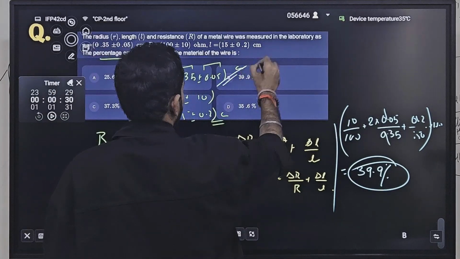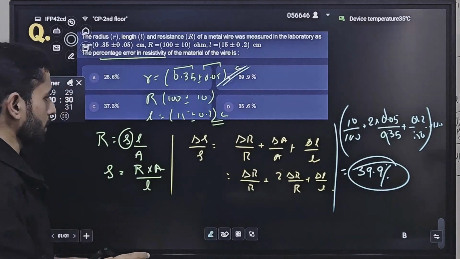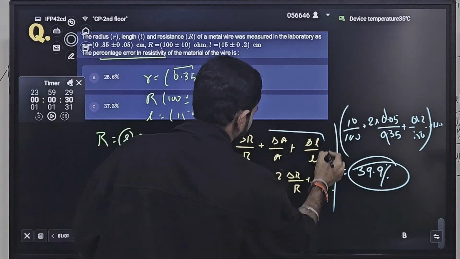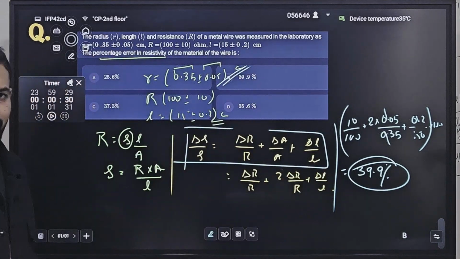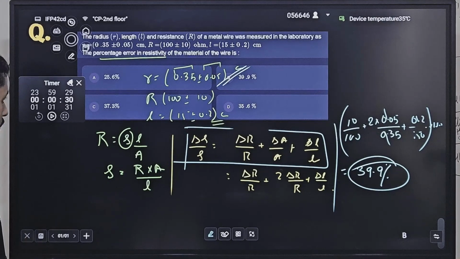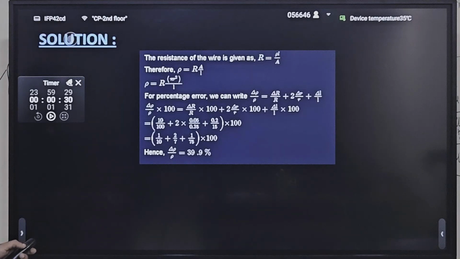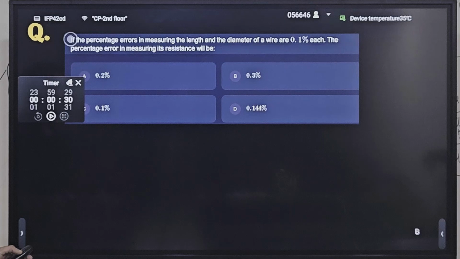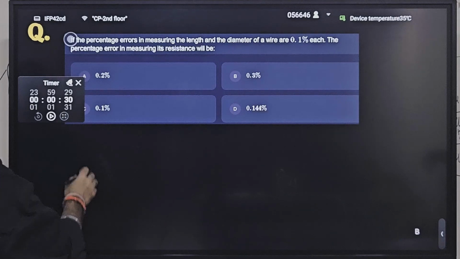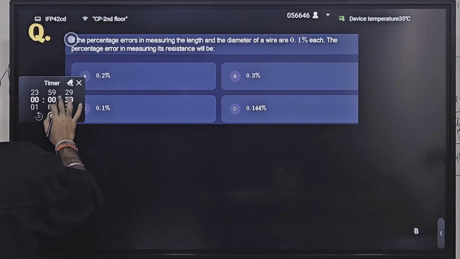Which option is correct? B option. Important is the method. Again and again we are using this kind of relation from errors. A simple single formula that is in all the questions, and repeatedly the questions have been asked in the same pattern. Simple question. Try to solve it.